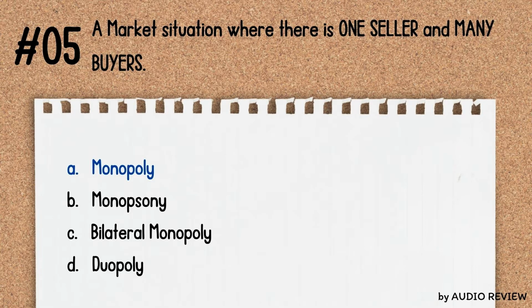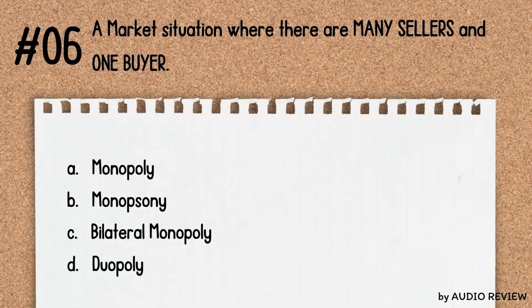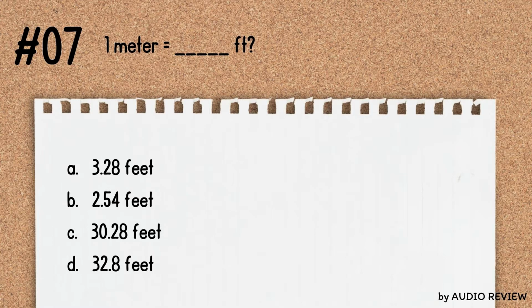Question number 6. A market situation where there are many sellers and one buyer. A. Monopoly. B. Monopsony. C. Bilateral monopoly. D. Duopoly. The answer? It's B. Monopsony. A market situation where there are many sellers and one buyer is a monopsony.